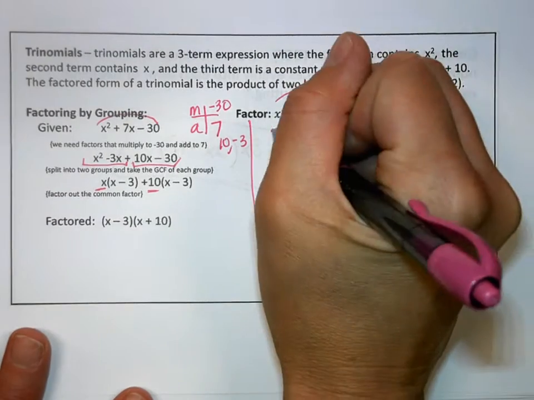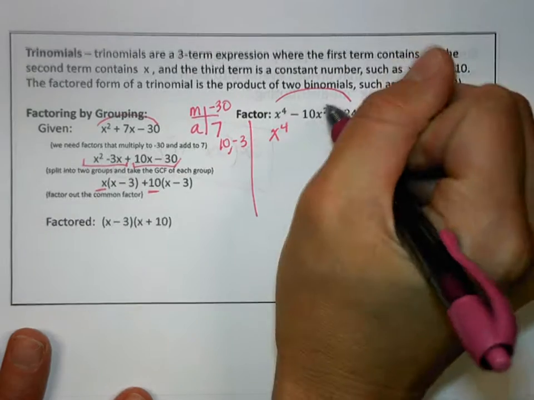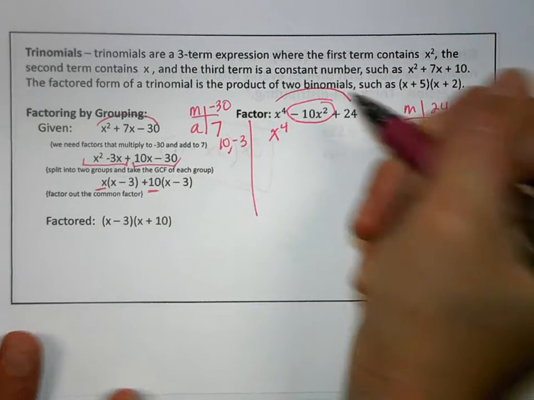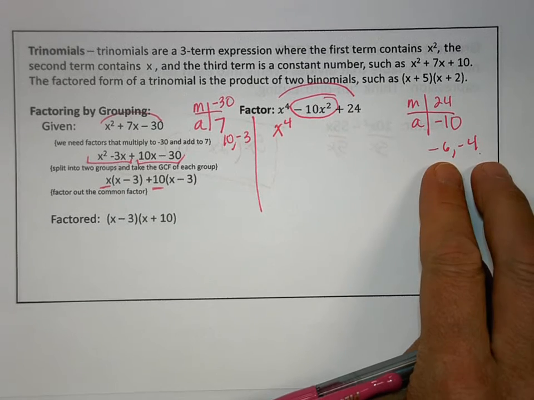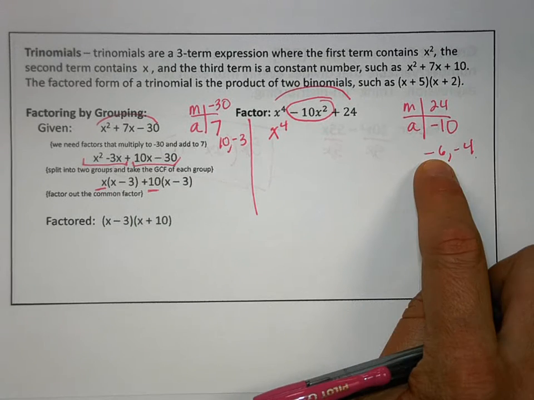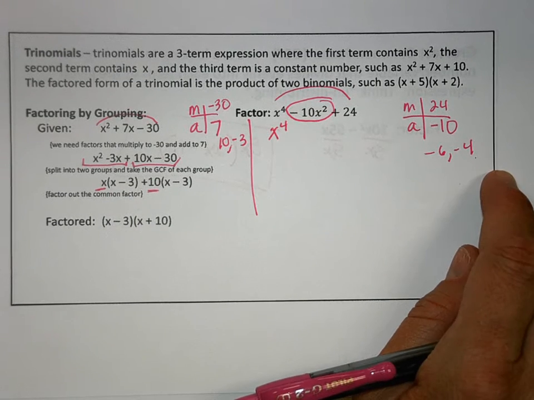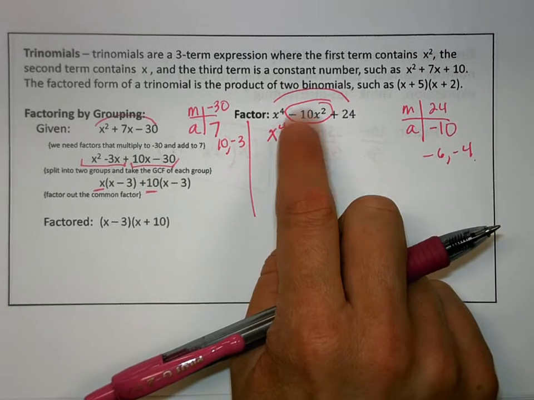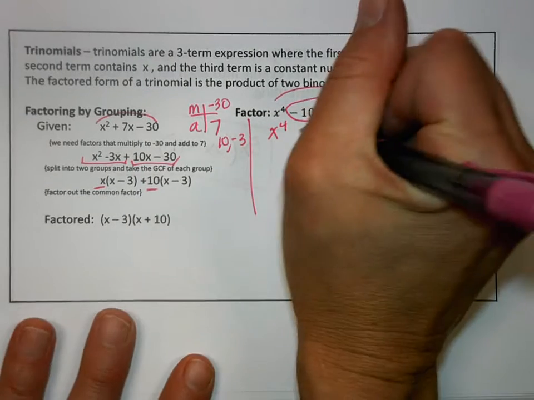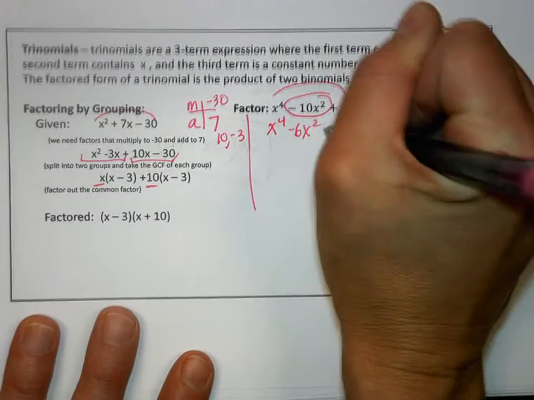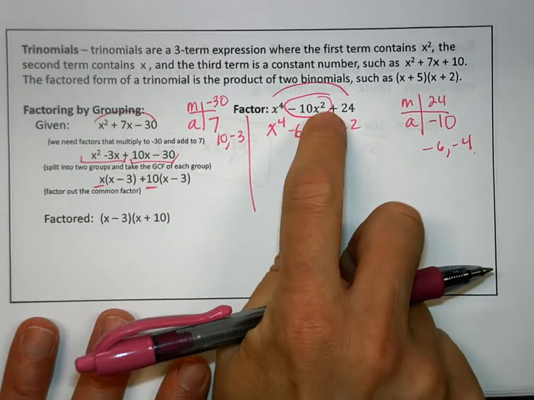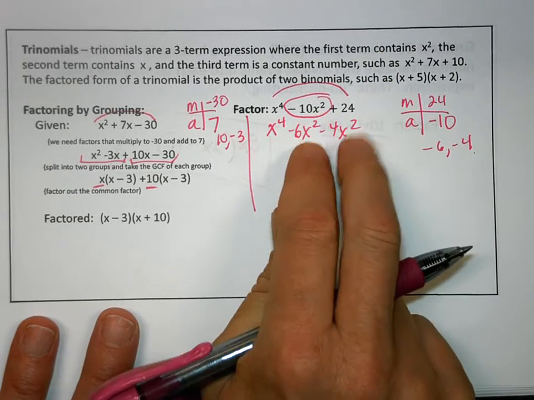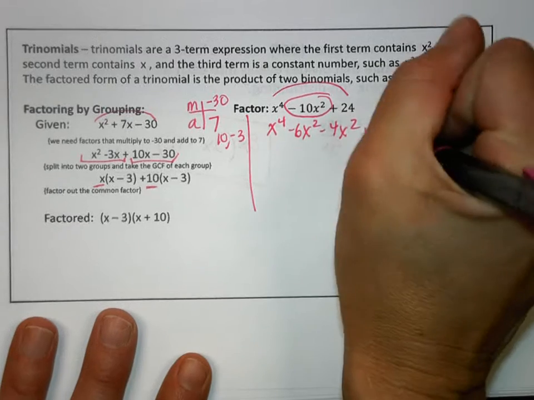So we would rewrite this as x to the 4th. Because this is a negative 10x squared, you would be changing the negative 10x squared to be negative 6x squared and negative 4x squared, because these two need to add to be this. Okay? So negative 6x squared and negative 4x squared. Whatever that middle term is in terms of the x's, that's what that becomes, plus 24.